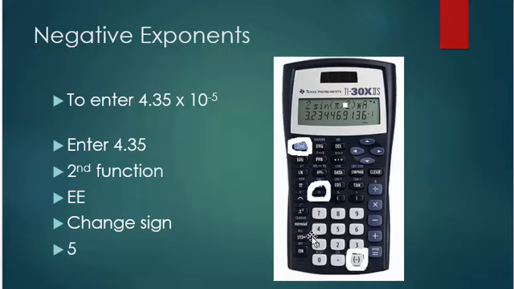So again, we enter our decimal part, 4.35, hit second function to activate the EE key, and then our exponent is negative 5. So we use the negative key, which is the change sign key. Make sure you don't hit the subtraction key because that will give you an error. So if we're doing a negative exponent, we hit the change sign key and then whatever the exponent is. So to review this, 4.35 times 10 to the negative 5th: 4.35 to get times 10, second function EE, negative 5.